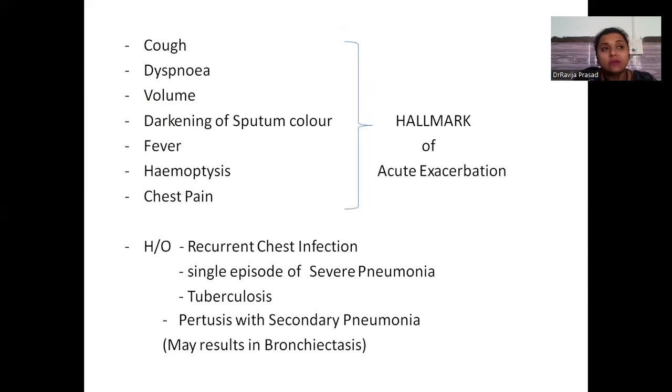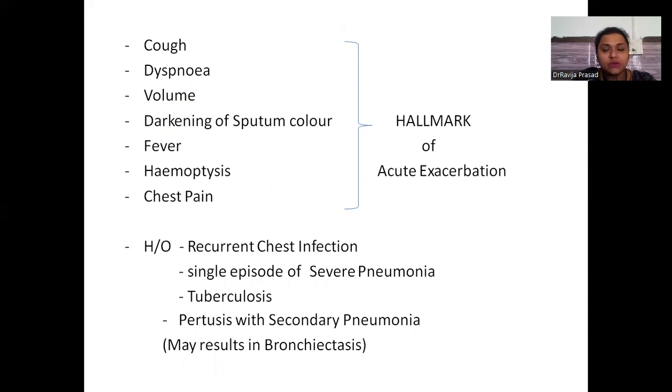Now, the hallmark symptoms of acute exacerbation are cough, dyspnea, increased volume, darkening of sputum color, fever, hemoptysis, and chest pain. Kindly remember all the hallmark clinical features of bronchiectasis. These are the hallmark symptoms of acute exacerbation: cough, dyspnea, volume, darkening of sputum color, fever, hemoptysis.